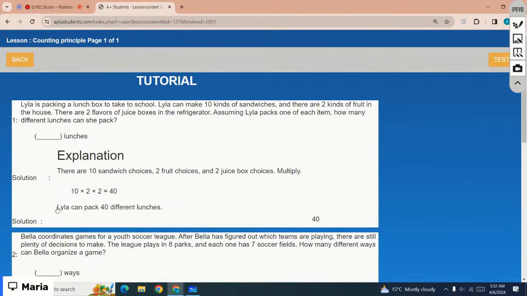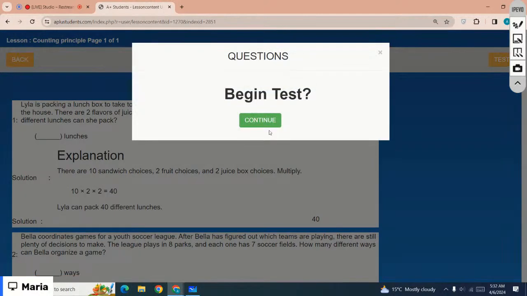The correct option is, that is basically the counting principle. You have to multiply all the choices, right? You have to do 10 times 2 times 2. So the correct option is 40 different choices she has, right? Let's just start with the test questions.